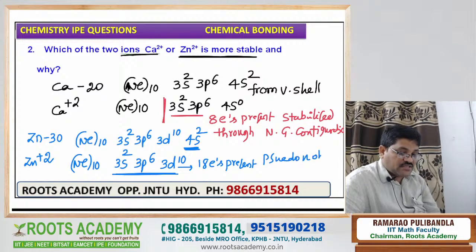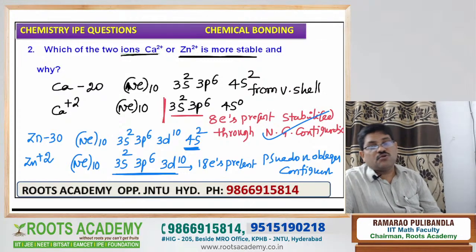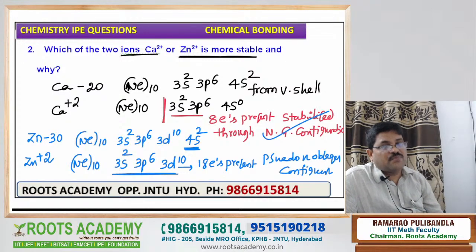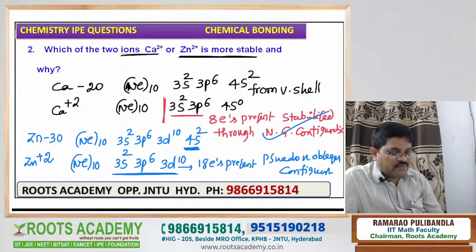Tell me, is it a pseudo-noble gas configuration? Therefore, the cation with noble gas configuration is more stable than pseudo-noble gas configuration. Simple statement, students. Now, how do you write the statement? You write the statement like this. Ca plus 2 cation is more stable than Zn plus 2 cation because Ca plus 2 is stabilized by noble gas configuration, whereas Zn plus 2 is stabilized by the pseudo noble gas configuration.